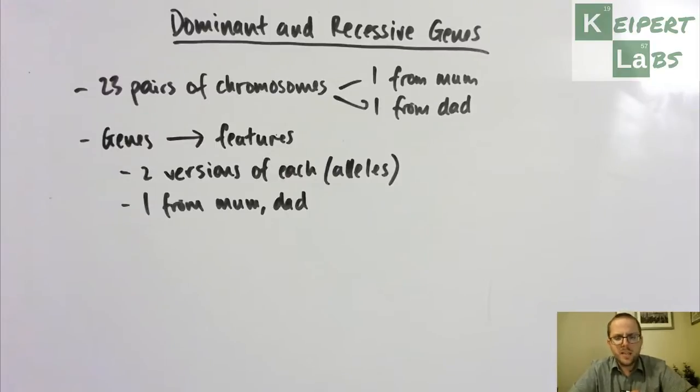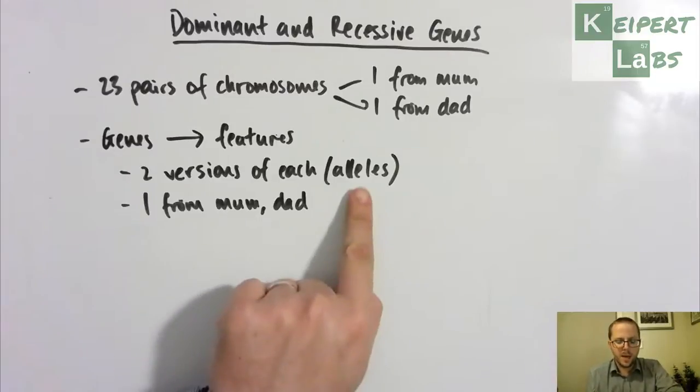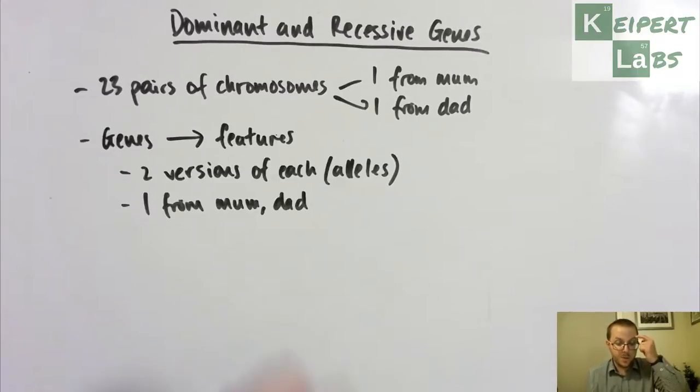And then we also encountered this idea that your genes, or these sections of information on your chromosomes, give rise to the features that you have. So your hair color, your eye color, your height, your weight, within reason, all stem from the genes that you have. You have two versions, because you've got two lots of every chromosome. That means you've got two lots of every gene. And each of those versions of genes we call an allele, A-L-L-E-L-E. So two alleles for each gene, one from mum and one from dad.